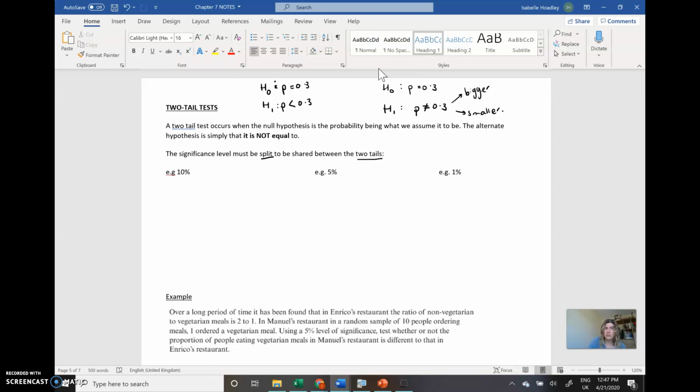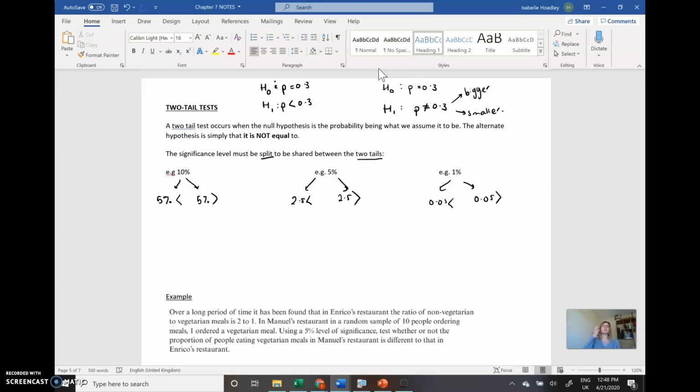So for example, if we've got a 10% significance level and we've got a two-tailed test, that means that we're looking at 5% being less than, and we've got 5% greater than. Okay, if we've got 5%, then we're going to have 2.5% less than, 2.5% greater than. I think I'm doing that in the right way. 1%, 0.05 less than, and 0.05 greater than.